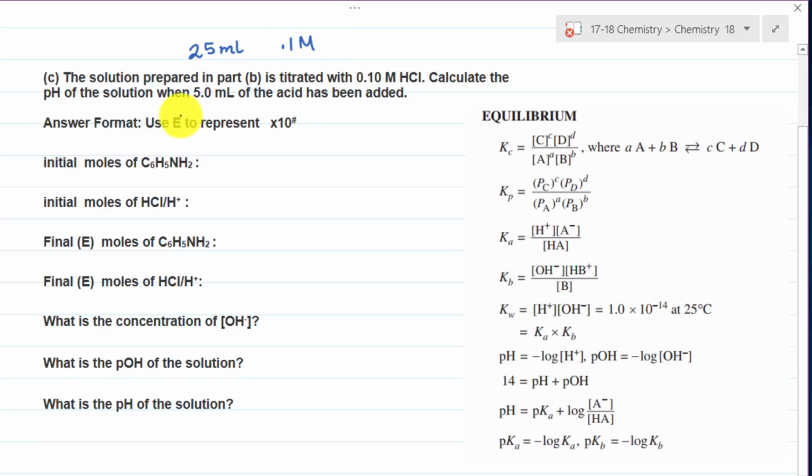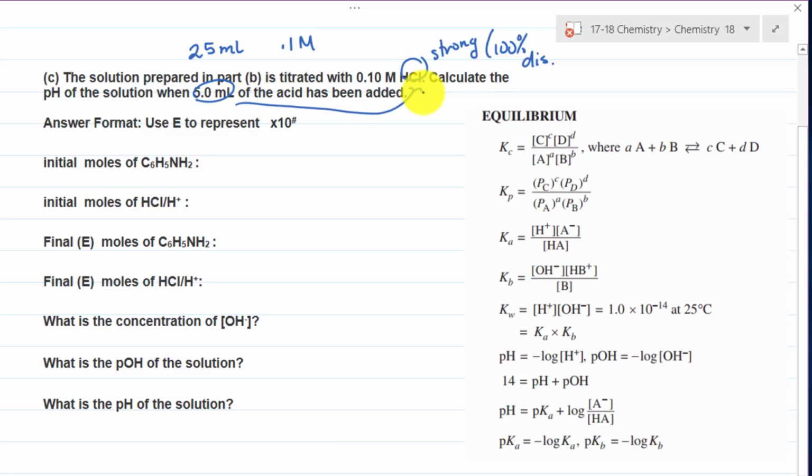Now, what if this solution is titrated with 0.1 molar hydrochloric acid? And this acid, of course, is a strong acid. That means it's going to be 100% dissociation. And calculate the pH of the solution when 5 milliliters of the acid has been added. So 5 milliliters of hydrochloric acid has been added.